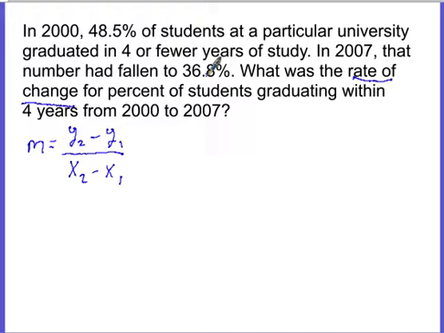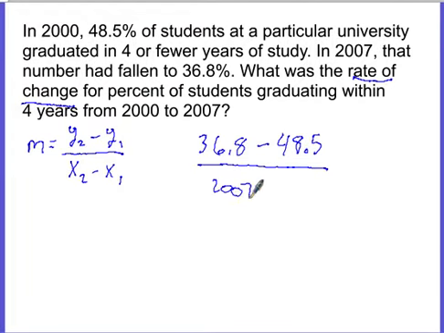The ones that are x's are the dates. Yes, we have a rule about where time goes. Time is always x, time goes on bottom. So we want time to be the x value, and we want the percentages to be the y value. So we would do 36.8 minus 48.5 over 2007 minus 2000.